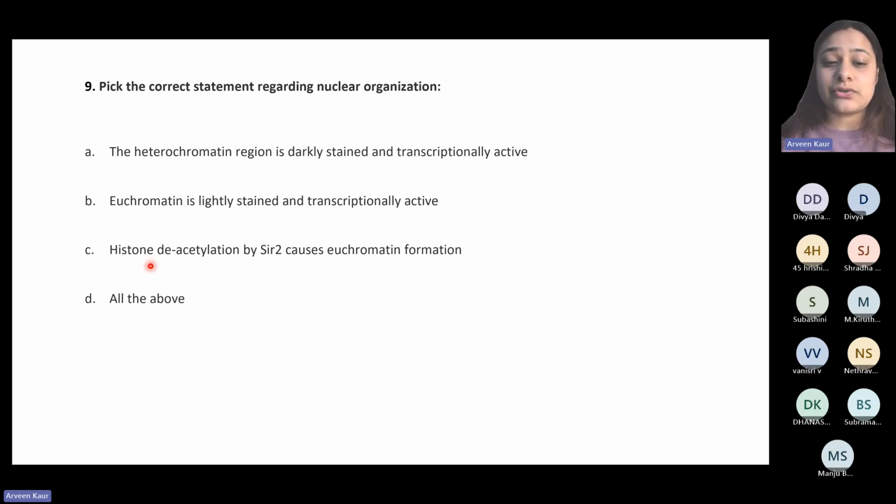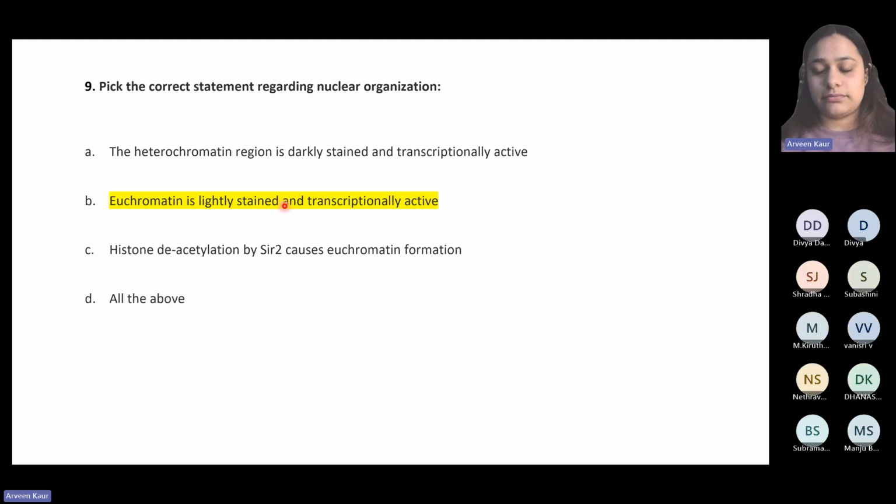C is histone deacetylation by SIR2 causes euchromatin formation. Or D, that is all of the above, right? So which one out of these is the correct statement? Okay, so we'll go through the answer, which is B, that is euchromatin is a region in the nucleus which is lightly stained and it is also transcriptionally active.